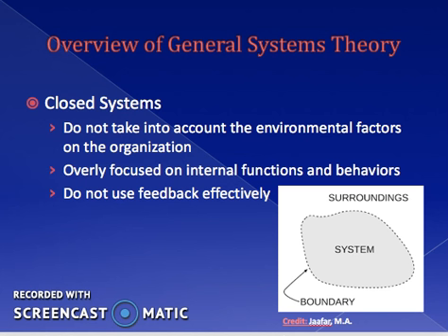The difference between an open system and a closed system is that a closed system is self-perpetuating and receives no outside energy or resources. Closed systems do not take into account the environmental factors on an organization, and are overly focused on internal functions and behaviors only. There is no constant use of feedback to ensure that the system is working most efficiently. One way that you can think of a closed system is a workstation running proprietary software, or a watch.